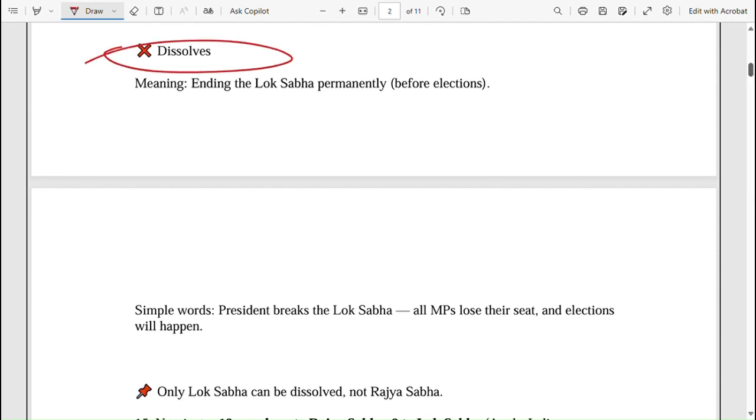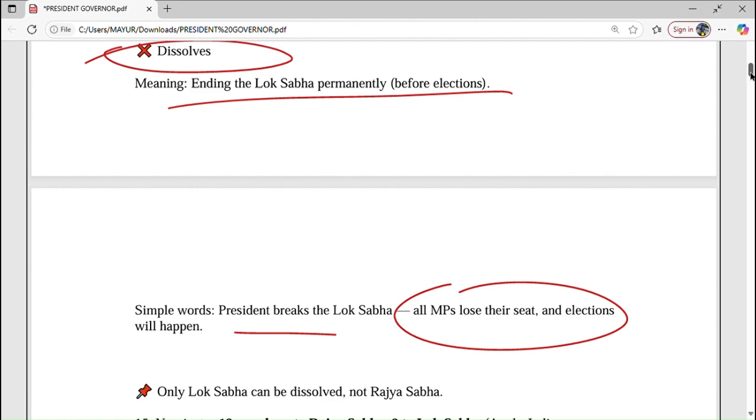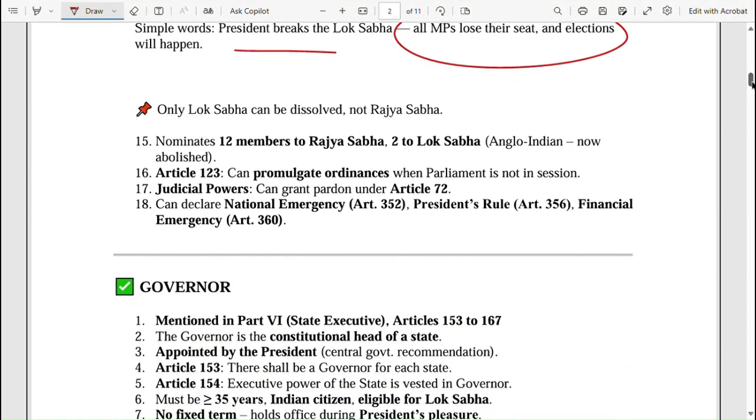Now, what is dissolve? Dissolve is nothing but completely ending the Lok Sabha permanently. All the members will be terminated. In simple words, the President breaks the Lok Sabha. All MPs lose their seats in the Lok Sabha, and re-election must happen, and voting has to take place again.